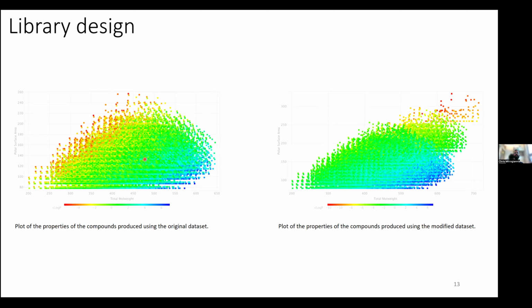And what we can mostly distinguish is that the compounds in the modified dataset of low molecular weight are having higher lipophilicity compared to the ones in the original dataset. But what we can easily distinguish is that we have increased the number of compounds in this area with higher molecular weight and higher polar surface area, which is really good.